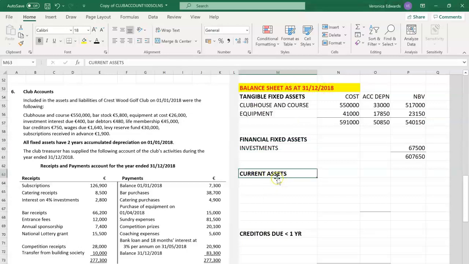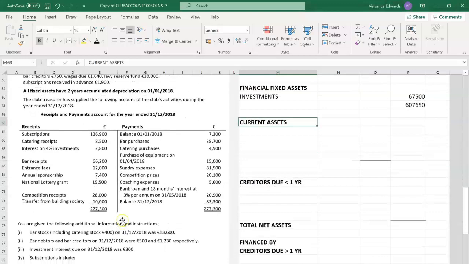Now we need to consider our current assets, and remember, it's our current assets at the end of 2018. Current assets. An asset is an item of value. Current, it'll probably be gone within the next 12 months, okay? So what items of value do we have on the 31st of December 2018 that will probably be gone within the next 12 months? Very often you find these down in this section here, all right, at the bottom of the question. So let's have a look at the first one here, bar stock.